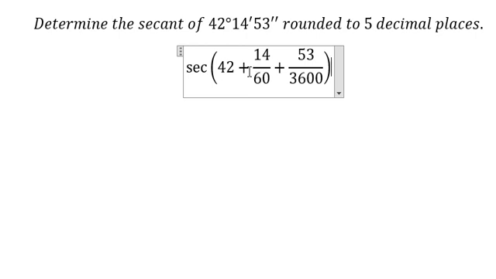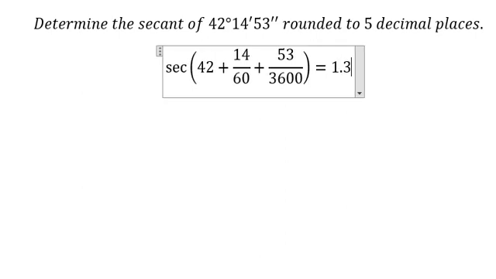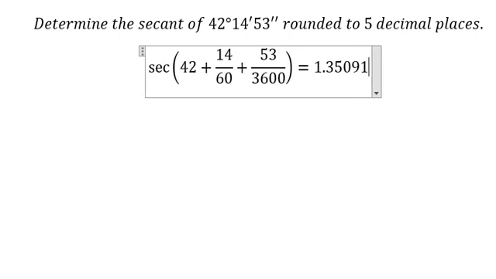So 1 degree equals 60 minutes and 1 degree equals 3600 seconds. Now, after we put this in, we can use the calculator, and you get 1.35091, and this is the final answer.